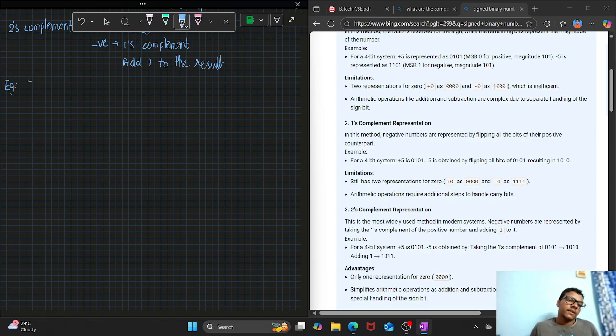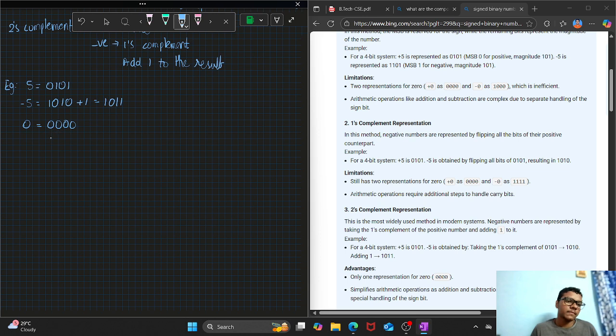Got it. And here to get 5 again, 0101, and minus 5 will be first you do 1010 and then you add 1, that is 1011, is the representation for minus 5. See? And 0, you have only this one.